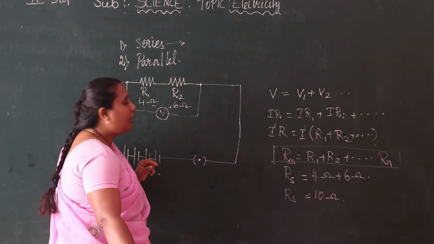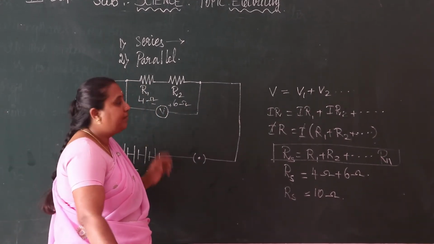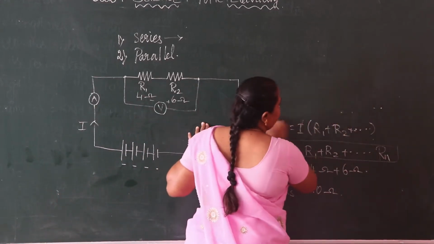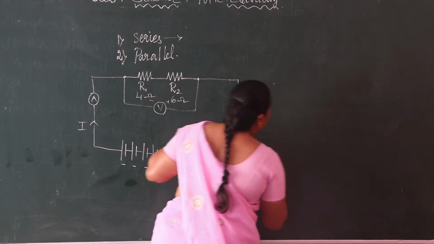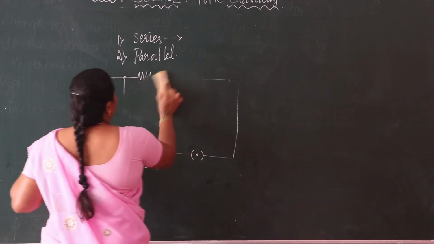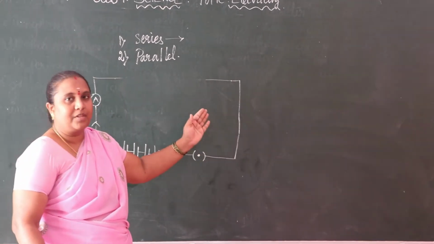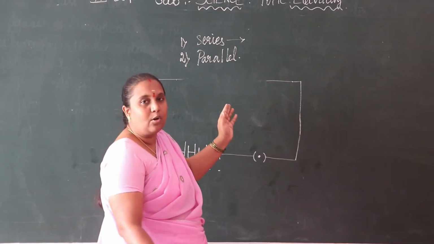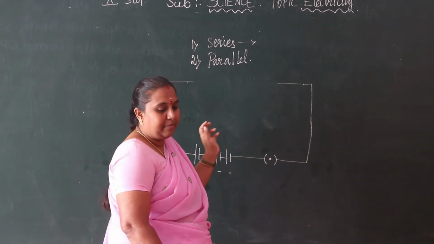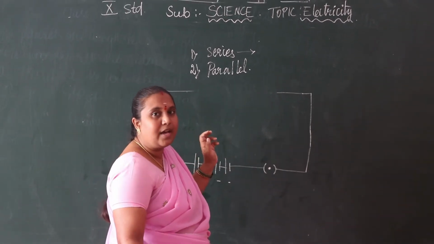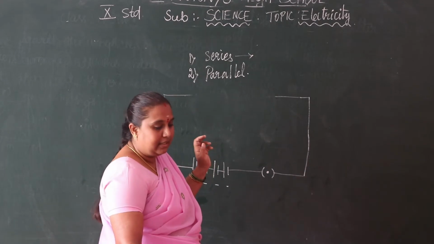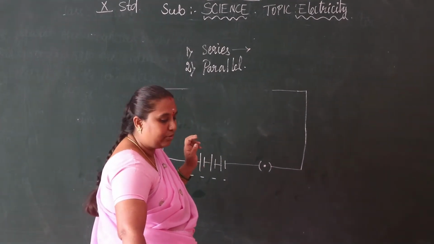Okay, then we move on to parallel. So how to connect the resistances in parallel? The electric circuit is the same as in series, but the resistances we are connecting in parallel in an electric circuit. See here.